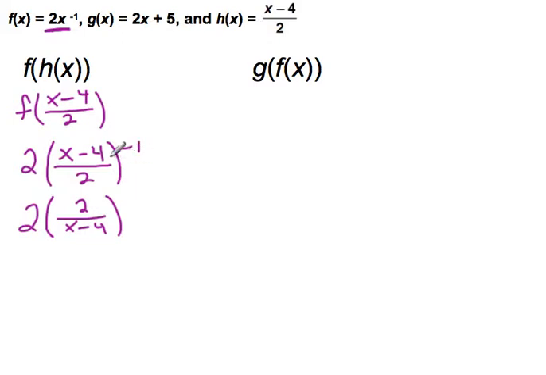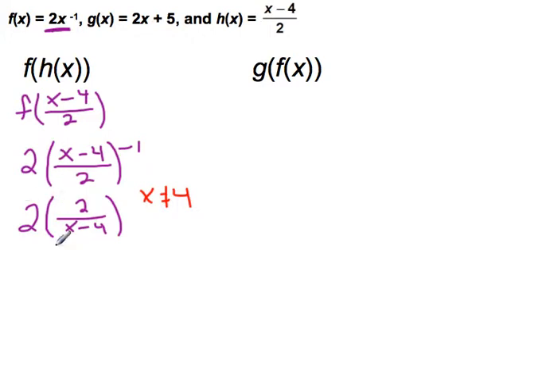Now up here, the domain could still be everything, but now that the x goes to the denominator, what would make the denominator 0 if x was 4? So off to the side, I'm going to put down x cannot be 4. Okay, so the domain cannot have a 4 in it.